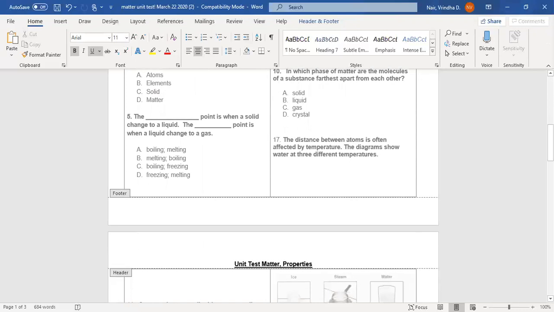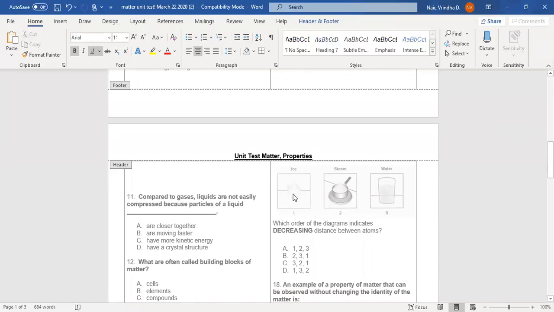Question number 17. The distance between atoms is often affected by temperature. The diagram shows water at 3 different temperatures. So let's see. Here we go. Ice, steam, and water. So they're all water actually, but they're all at different temperatures. So which order of diagram indicates decreasing distance between atoms?